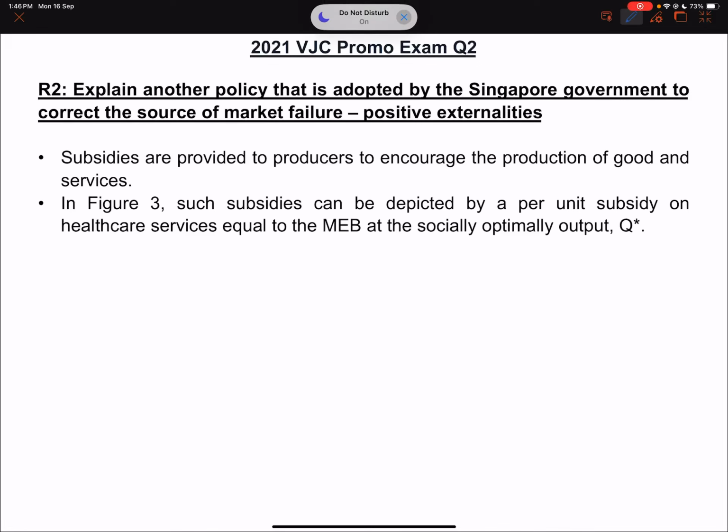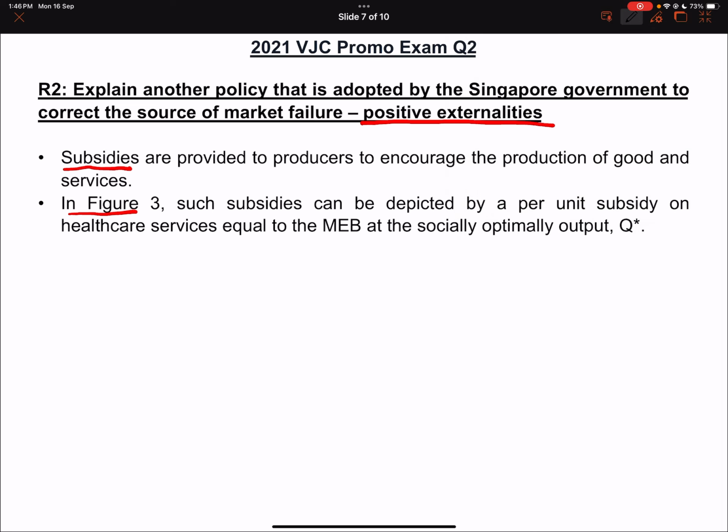Okay, so the second policy we're going to use, maybe just to recap, the second market failure we encountered was positive externalities. And so the second policy I'm going to use is subsidies to try and solve the positive externalities. I mentioned here in figure 3. Subsidies are very hard to draw sometimes, so I want to show you the exact way to draw it.